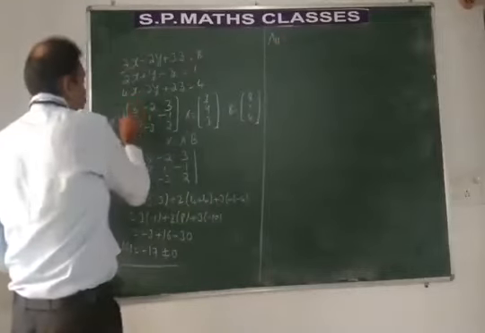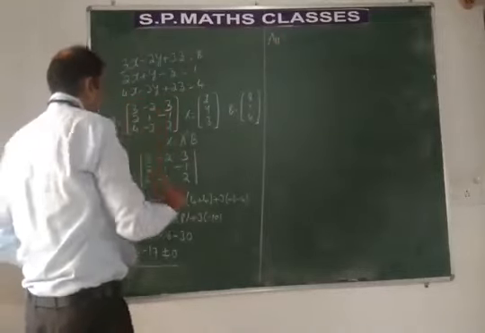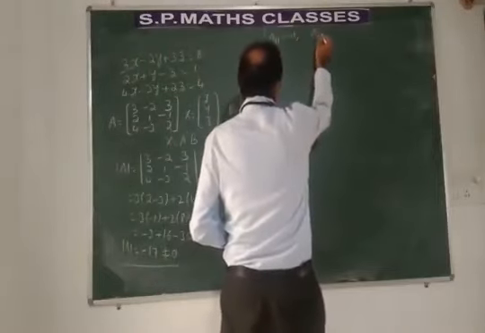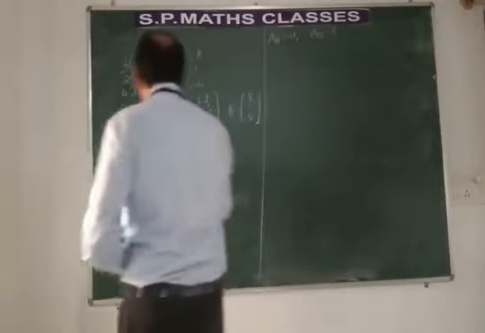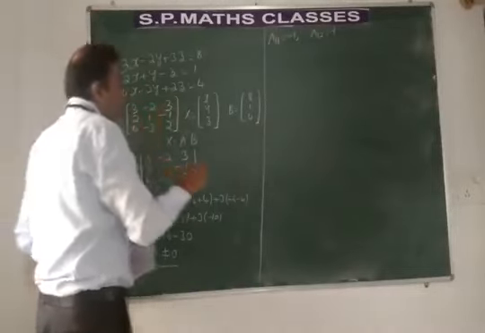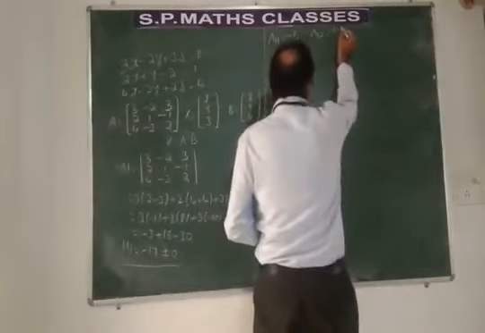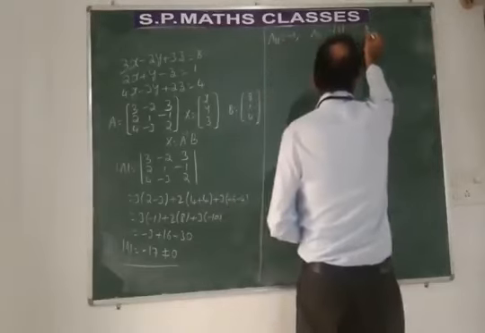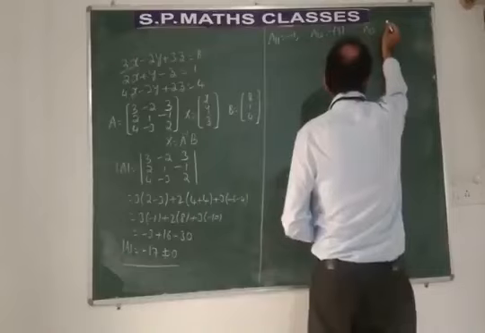The cofactor of 3: leave that row and column, 2 minus 3, which is equal to minus 1. I take up A12, the sign is negative. So cofactor of minus 2: leave that row and column, 4 plus 4, it is 8. So you will be getting minus 8.